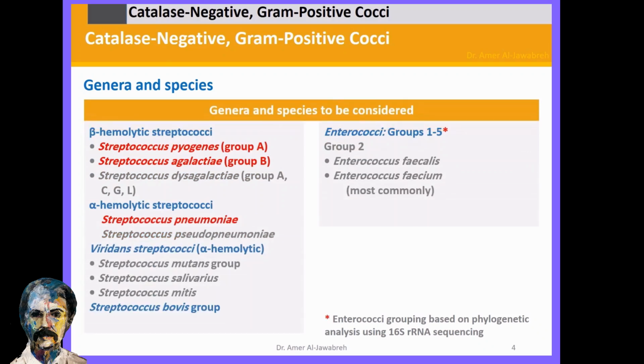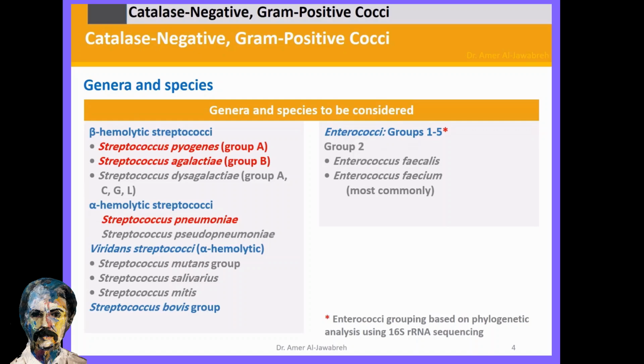These are the bacteria, so genera and species to be considered. We are going to talk about the strep that is of clinical relevance or medical importance to us humans, and not all of them. We will talk about mainly 3-4 maximum.